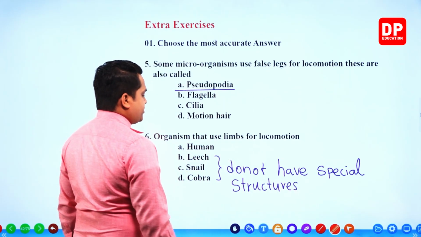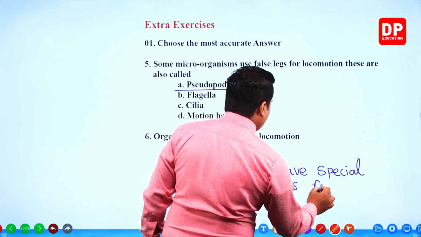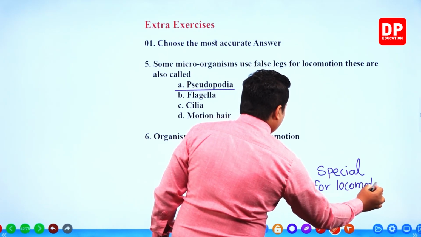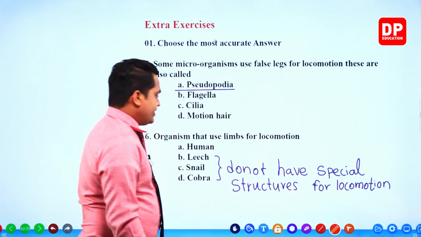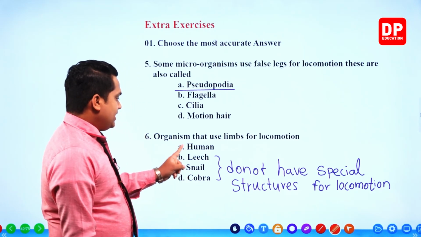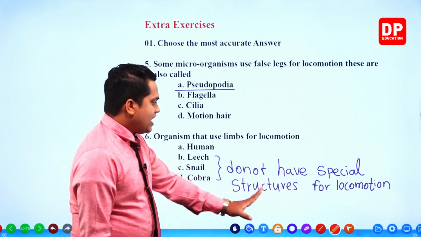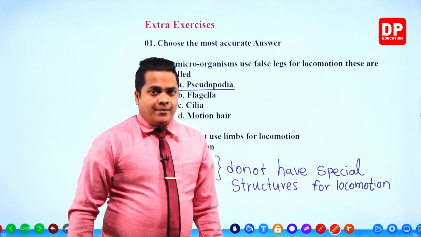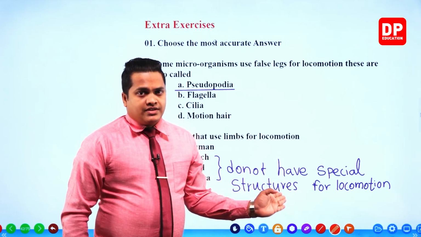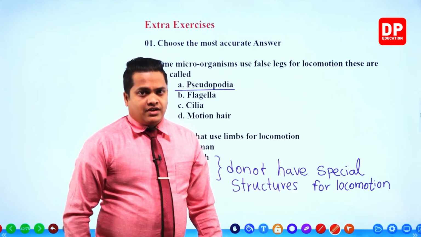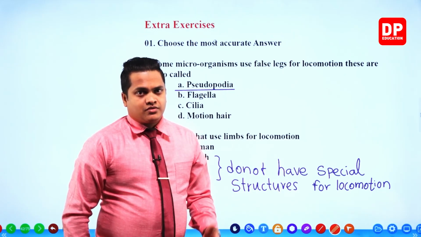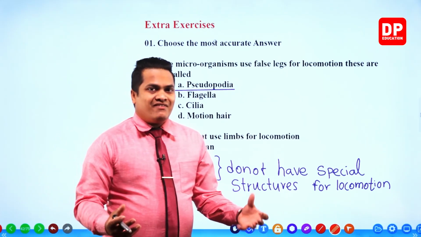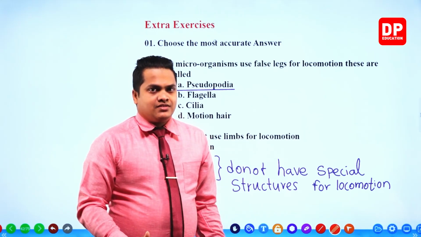Do not have special structures or appendages for locomotion. We know that these animals like leech, snail and cobra do not have special structures for locomotion, or else these things are referred to as appendages. So our answer would be quite simple. Our answer is human. We have appendages, arms and legs.